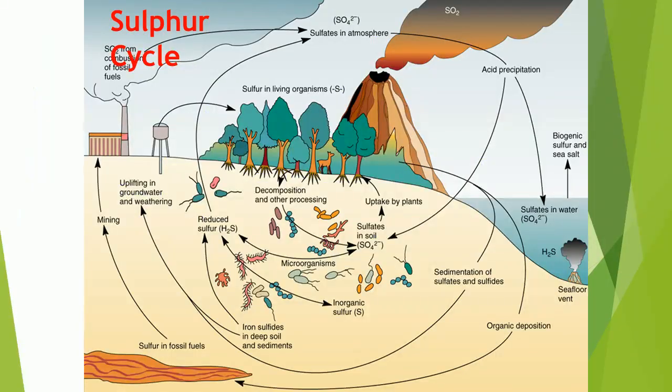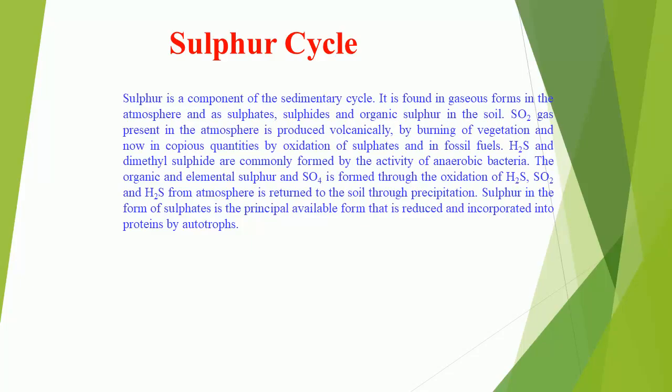Sulphur cycle. Sulfur is a component of the sedimentary cycle. It is found in gaseous forms in the atmosphere and as sulfates, sulfides and organic sulfur in the soil. SO2 gas present in the atmosphere is produced volcanically, by burning of vegetation, and now in copious quantities by oxidation of sulfates and in fossil fuels.